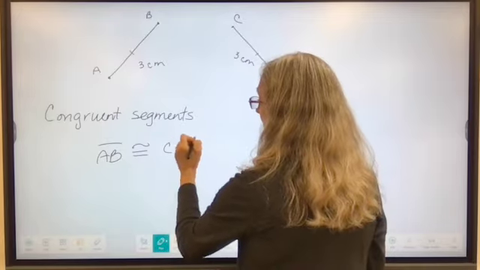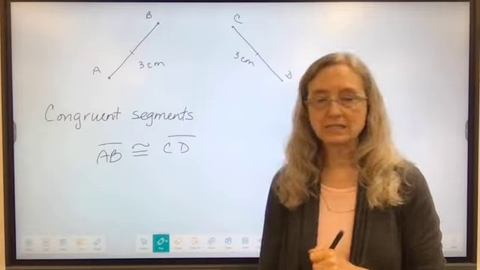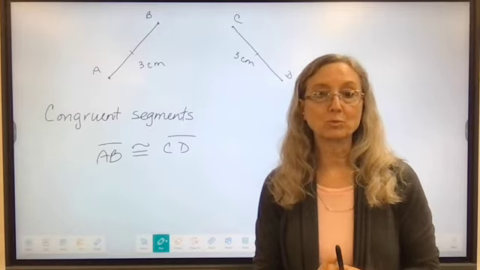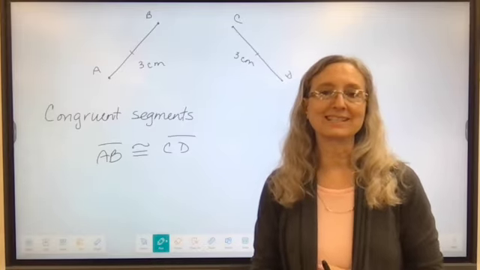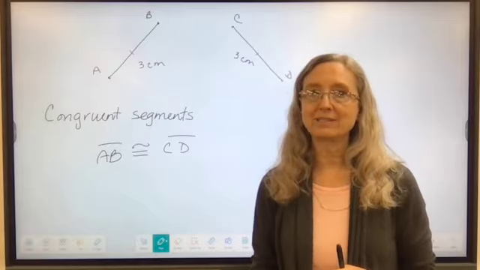So segment AB is congruent to segment CD. This is the symbol that we use when we're talking about figures, in this case, segments. I know they're congruent because they have the same length.